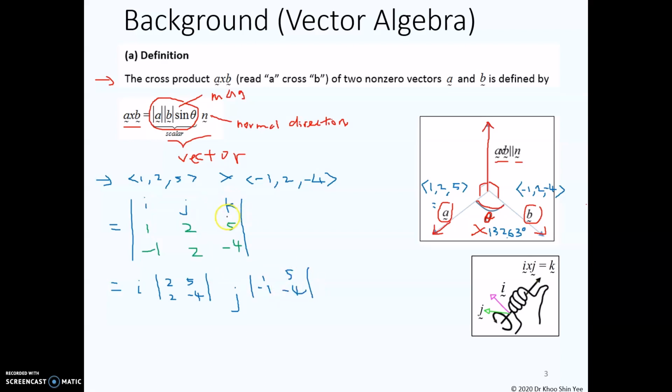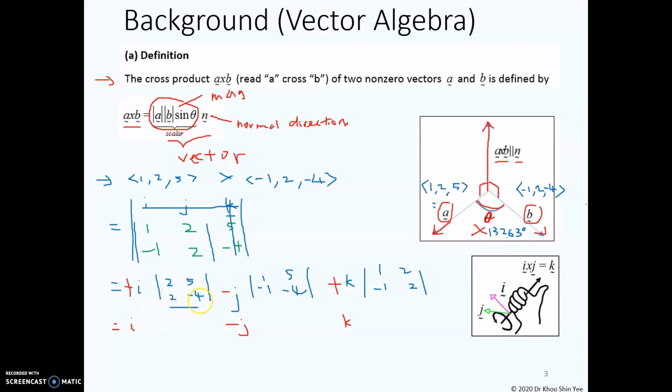Repeat the same procedure for the last element K here. Cross the corresponding row and column, then take the determinant for the remaining number. So you have 1, 2, negative 1 and 2. Lastly, put the sign to be plus, negative and plus. Then we continue to solve the determinant here.